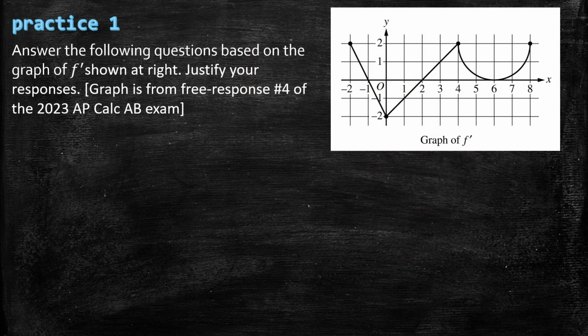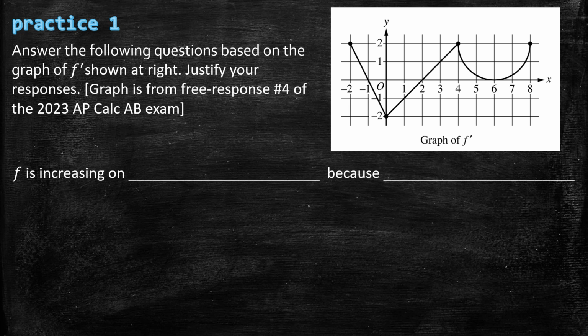So for our first practice problem, we're going to look at a classic calculus problem where you're given a graph of f prime and you have to answer some questions about the function f, even though you can't actually see the function f. This graph is taken from a free response exam on the AP AB test, but I've modified the questions for our purposes. Notice that you're asked to justify your responses. This is very common in calculus, so we actually set the framework up here.